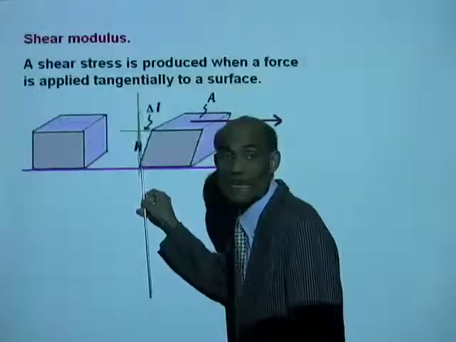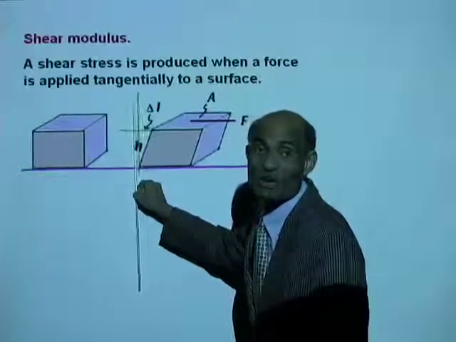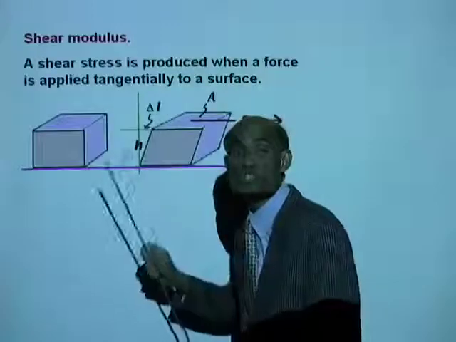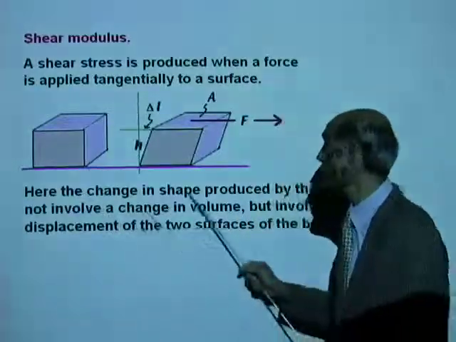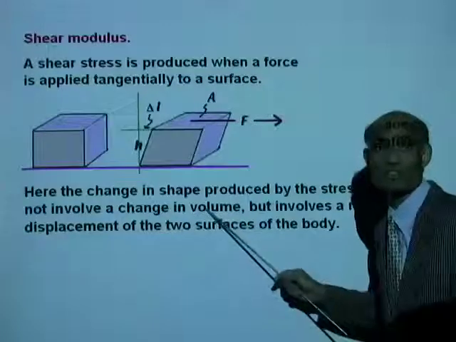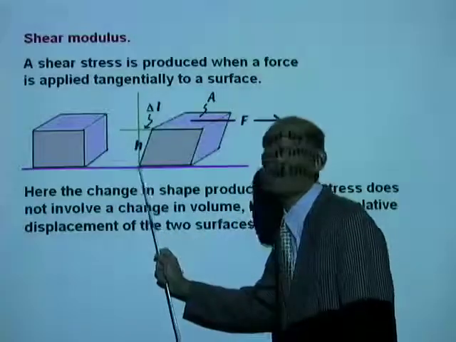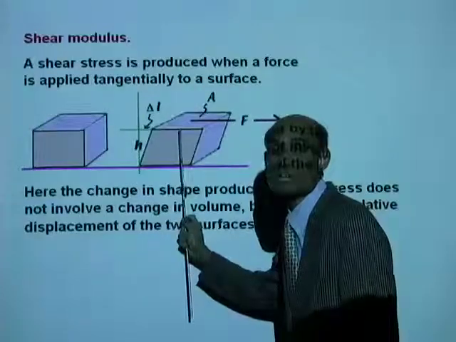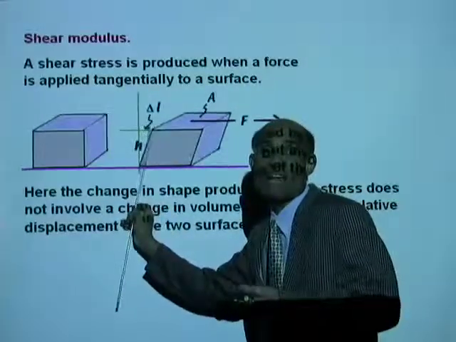You notice that the strain in this case is actually measured in terms of the angular deformation. The deformation here is measured in terms of the angle. Therefore, the shear strain is the tangent of the angle of deformation. So here the change in shape produced by the stress does not involve a change in volume or change in length, but involves a relative displacement of two surfaces of the body. You see, the lower surface has not moved, but the upper surface has been displaced. A relative displacement has occurred for the two surfaces. That means the deformation is actually an angle.